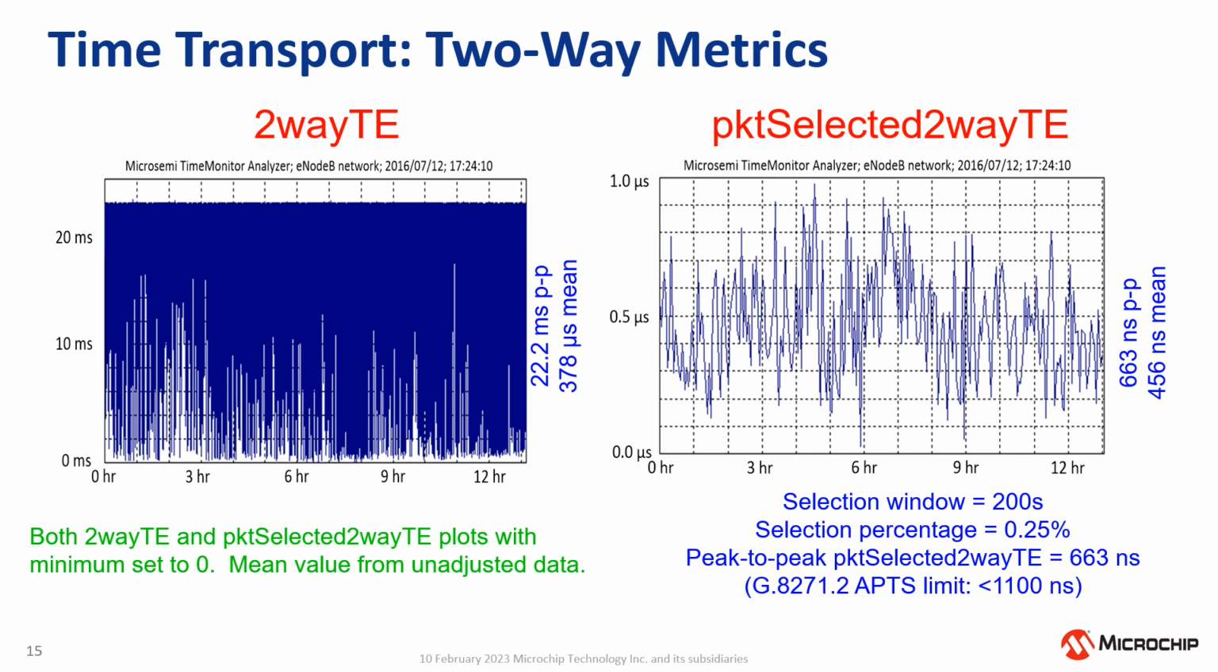When packet selection is performed on the forward and reverse, and we actually look at the packet selected two-way time error, these numbers are reduced to useful values for transporting time. The peak to peak is now 663 nanoseconds, and the mean in this case is less than 1 microsecond, 456 nanoseconds.